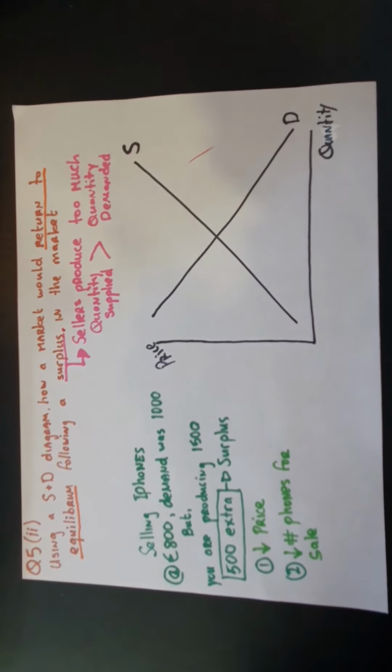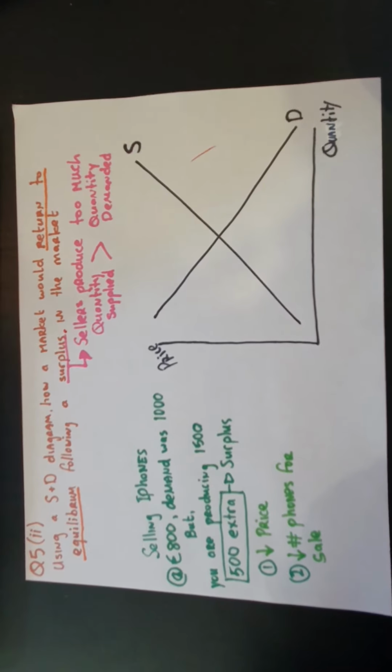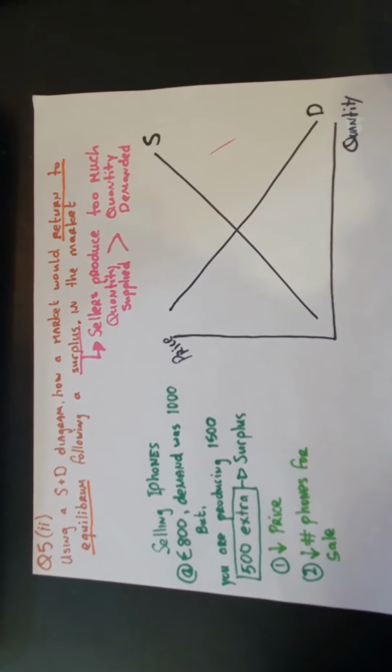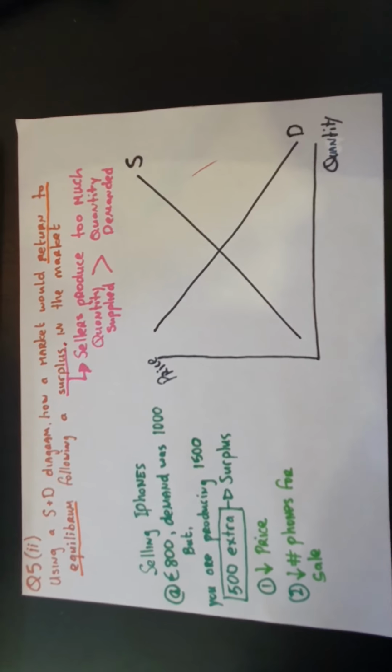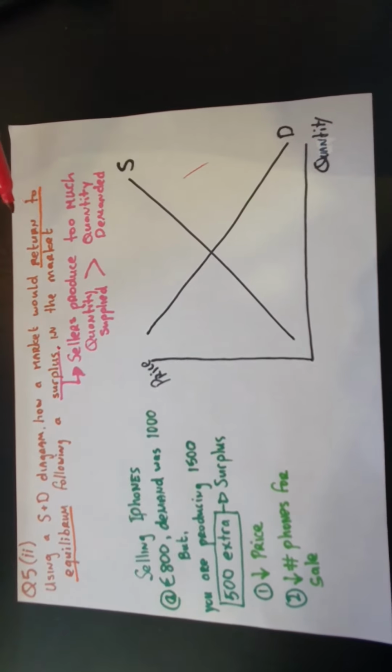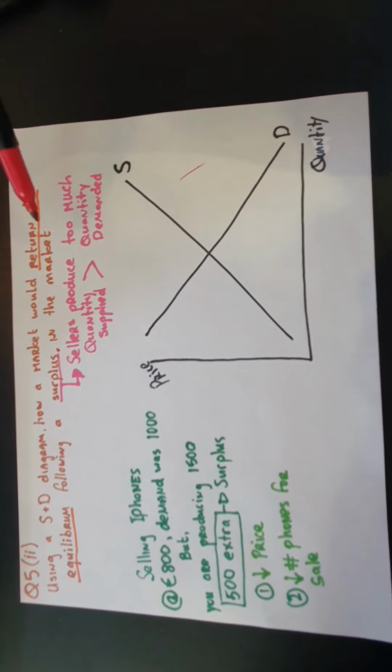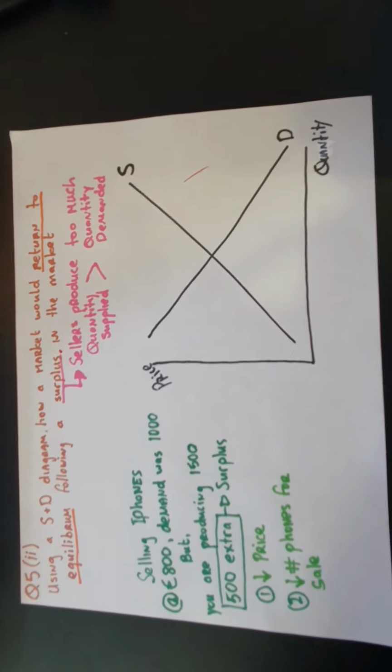This is a quick tutorial on how to answer question 5 part 2. So the question is, using your supply and demand diagram, explain how a market would return to equilibrium following a surplus in the market. So 2 things to take from that question.